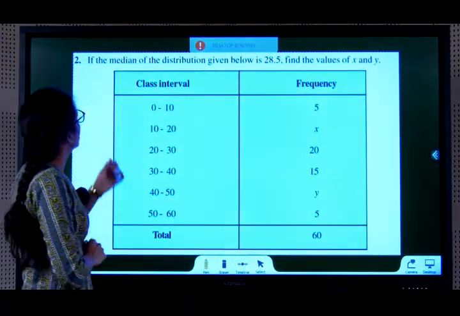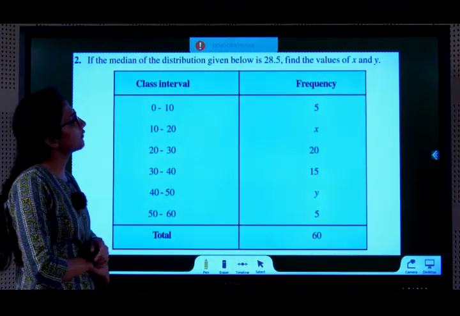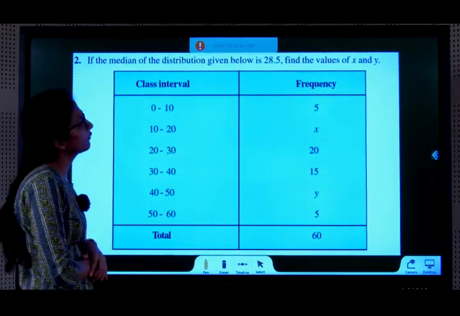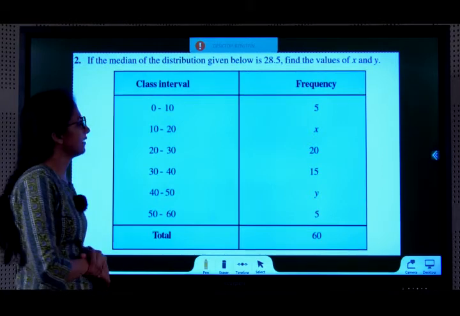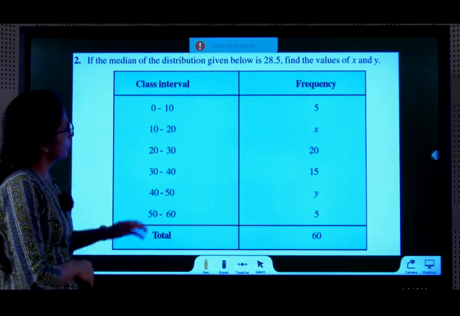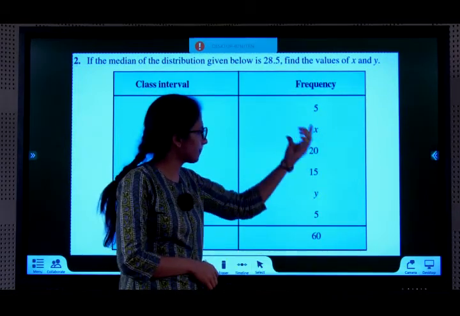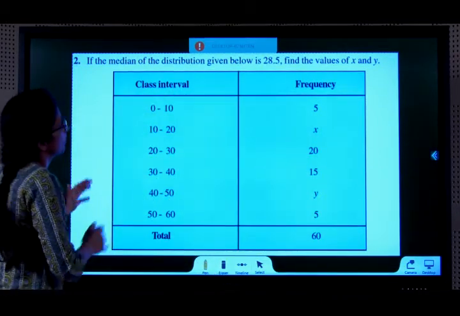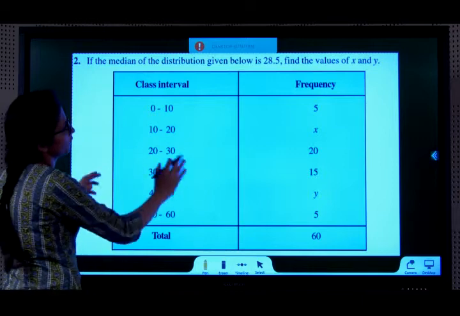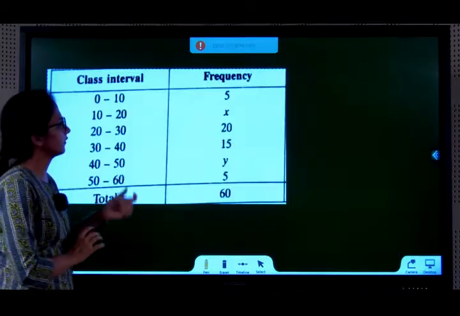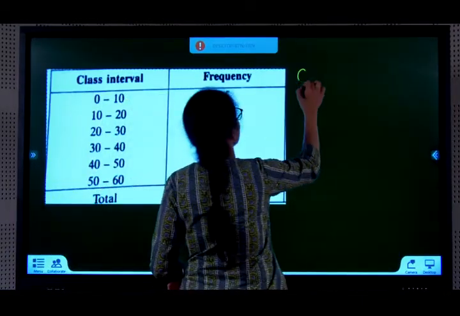Question 2. If the median of the distribution given below is 28.5, find the values of X and Y. So they have given median here, they have given summation F over here, X and Y is a part of the frequency, you have to find it. Redraw this table, we will do together, draw the first two columns. So we have the first two columns, now going for cumulative frequency.